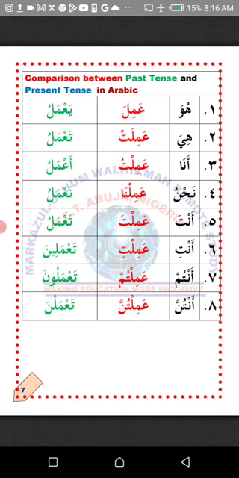سبعة, number 7. أنتم, all of you, talking to a group of male persons. عملتم, you all worked or you have all worked. تعملون, you all work or you are all working. ثمانية, number 8. أنتن, all of you, talking to a group of female persons. عملتن, you all worked or you have all worked. تعملن, so you all work or you are all working.